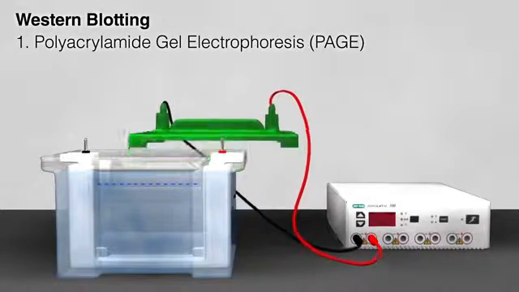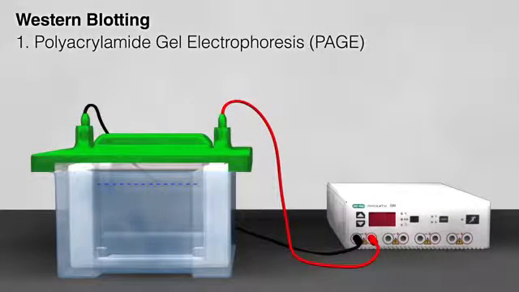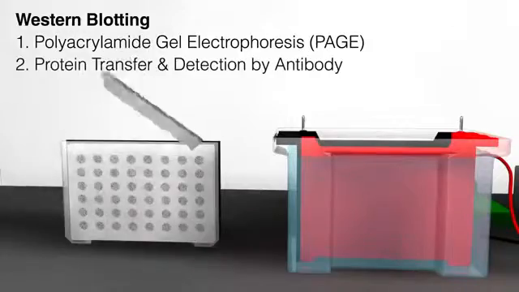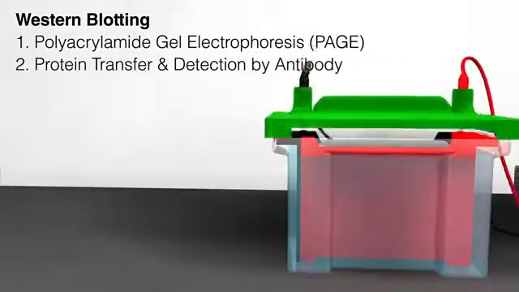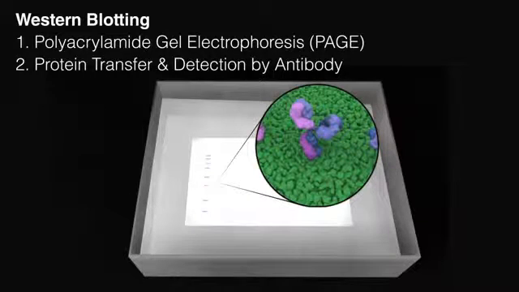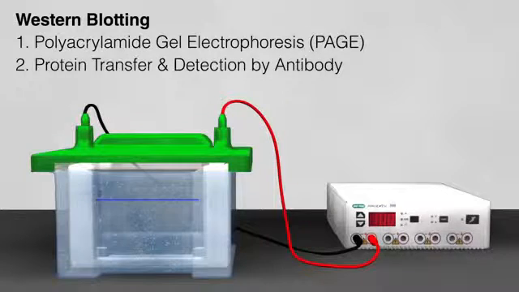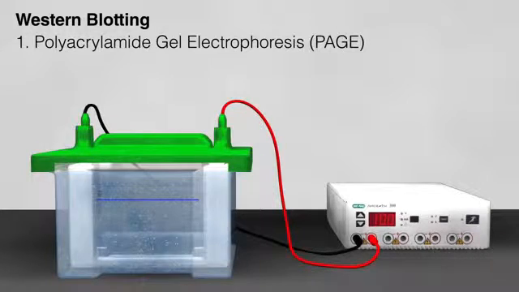Western blotting can be divided into two phases. In the first phase, proteins are loaded onto a gel and separated from one another using an electrical current during polyacrylamide gel electrophoresis, or PAGE. Then, in the second phase, the separated proteins are transferred onto a membrane, and the protein of interest is visualized using a protein-specific antibody. In the next section of this animation, we will take a closer look at polyacrylamide gel electrophoresis.